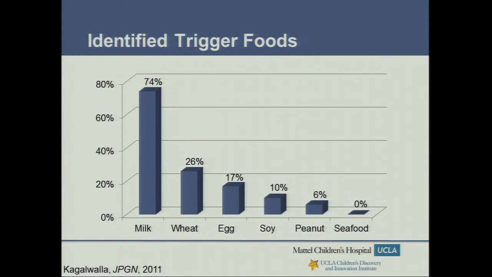And as you can see here, milk is most often the culprit. 74% of children had eosinophilia return with reintroduction of milk into their diets. You can see the other common players were wheat, egg, soy, nuts, and in this study, seafood was 0%, although that has been shown to be involved in other studies. And you can see these numbers don't add up to 100% because many patients, about a third of patients, will have multiple food allergens that are triggers for their disease.